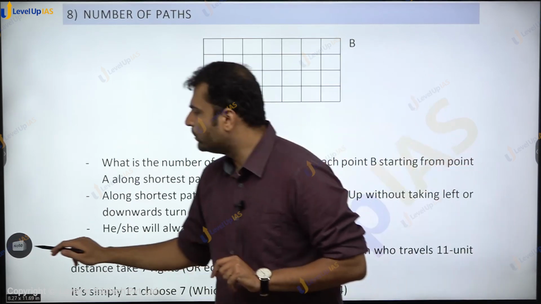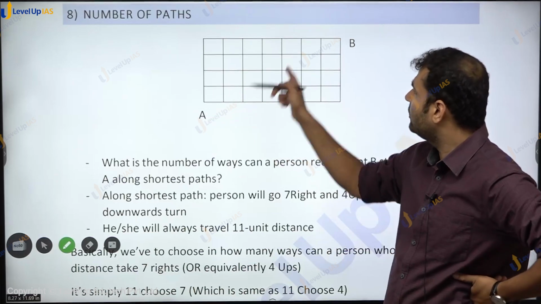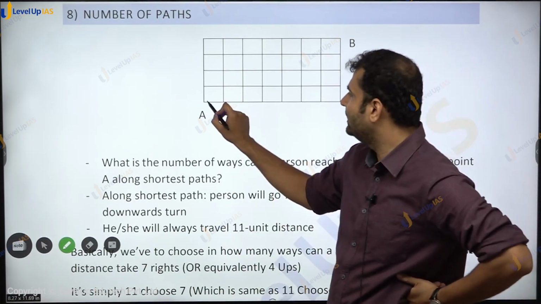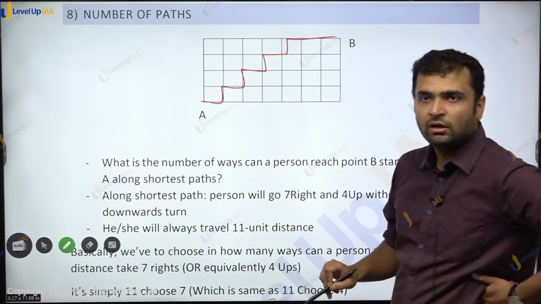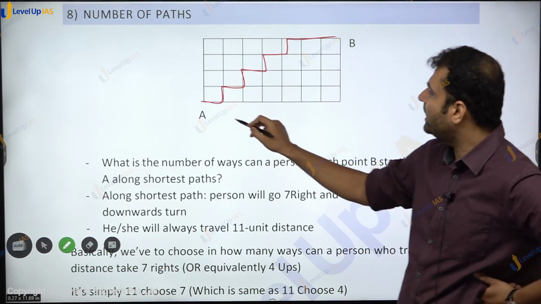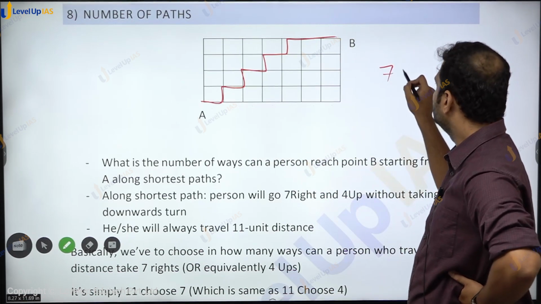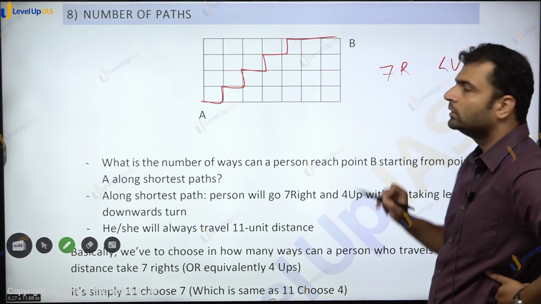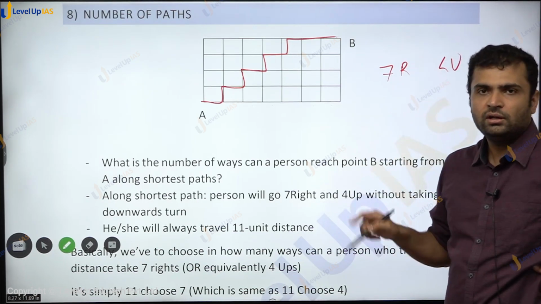So observe that whenever the person goes right or up, whichever path he takes, because these are all squares, ultimately he has to go 1, 2, 3, 4, 5, 6, 7 to the right and 4 up. Ultimately he has to travel this distance, 11 units, in some order.